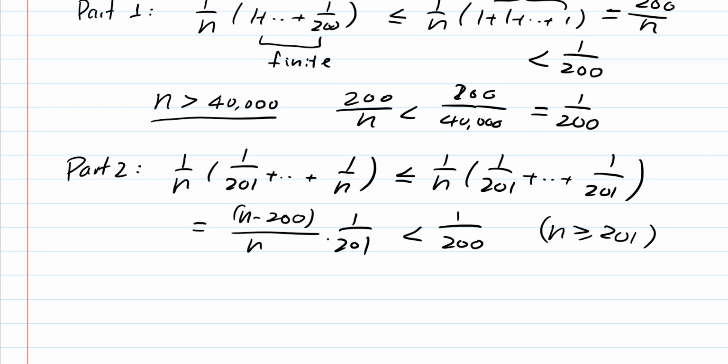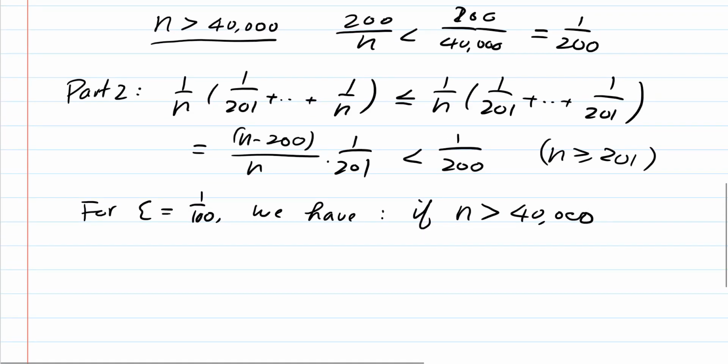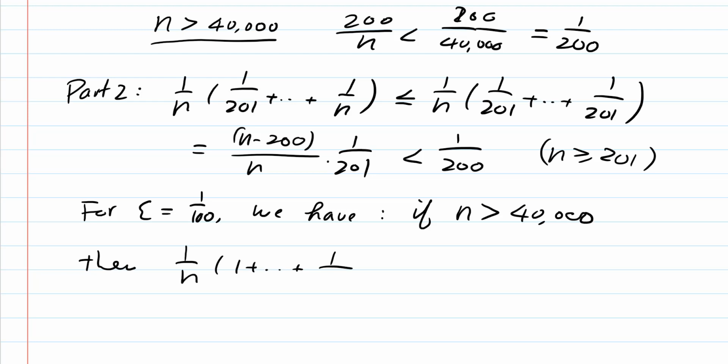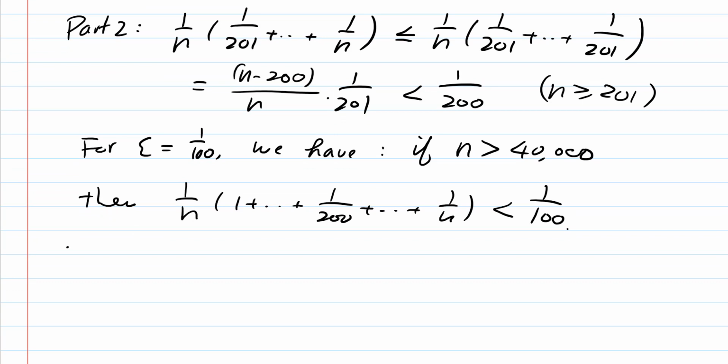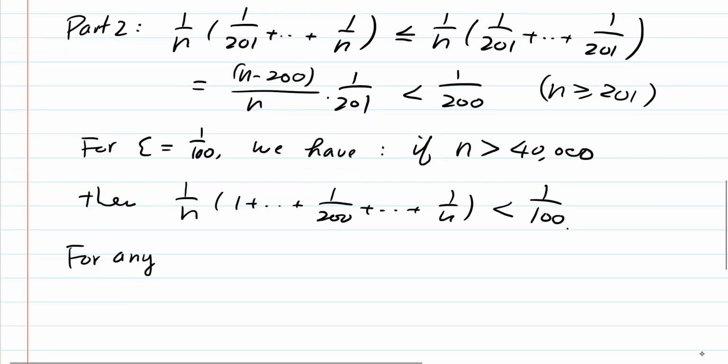So putting them together, we have this. For epsilon is equal to 1 over 100, we have the following. If n is bigger than 40,000, then 1 over n and 1 plus 1 over 2 and keep going until 1 over n is going to be less than 1 over 100. Of course, for any epsilon bigger than 0, we can do this.